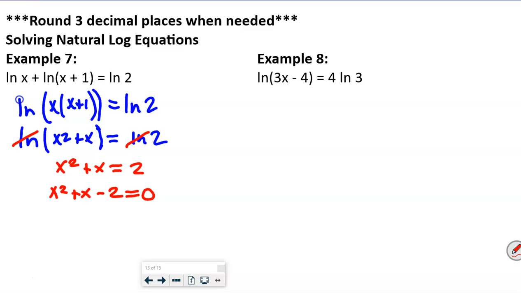Again, we're going to factor this. So what are the factors of negative 2 that add up to be positive 1? So that would be positive 2 and minus 1. I'm going to set each of these equal to 0.